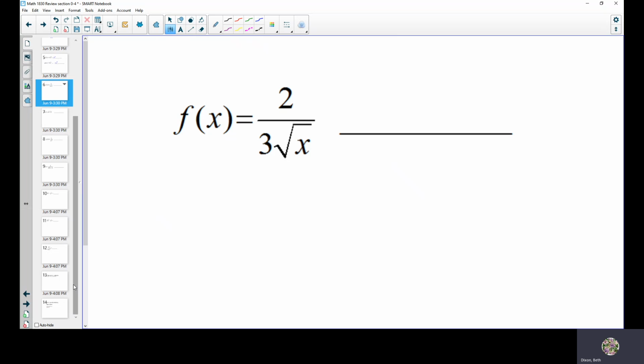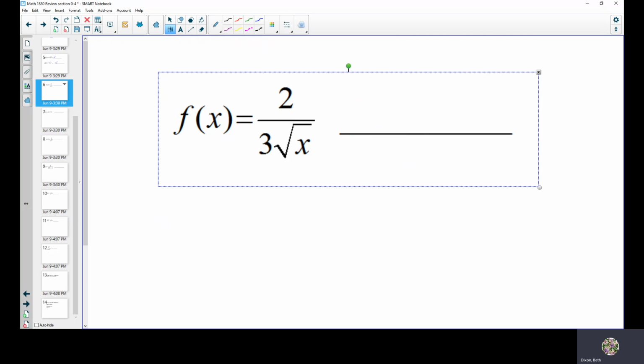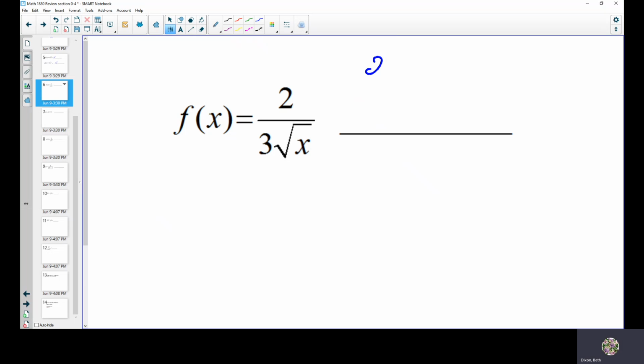Next, we have f of x equals 2 all over 3 times the square root of x. So the 3 and the square root of x are in the denominator. The 2 is in the numerator. So when I rewrite this, that would be 2 over, and in the bottom would be a 3 and an x. The square root of x is rewritten as x to the 1/2.